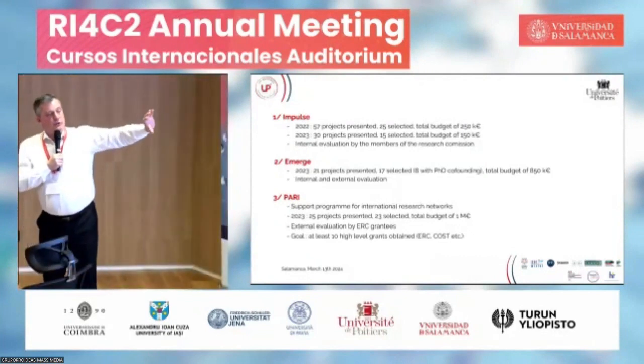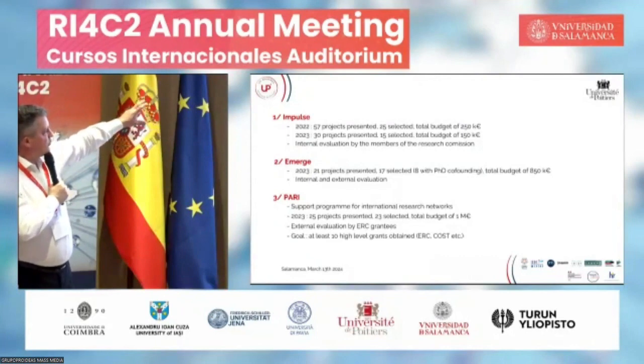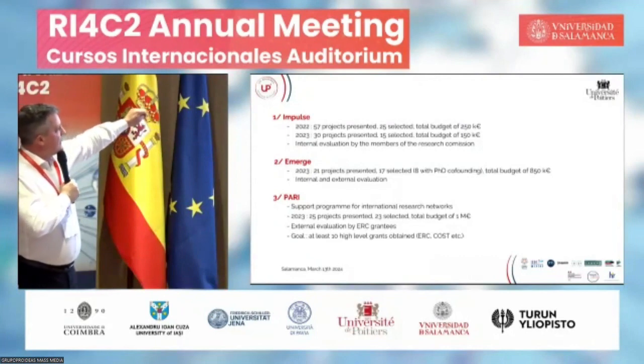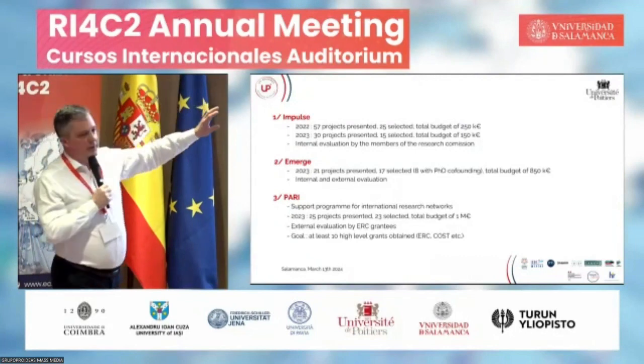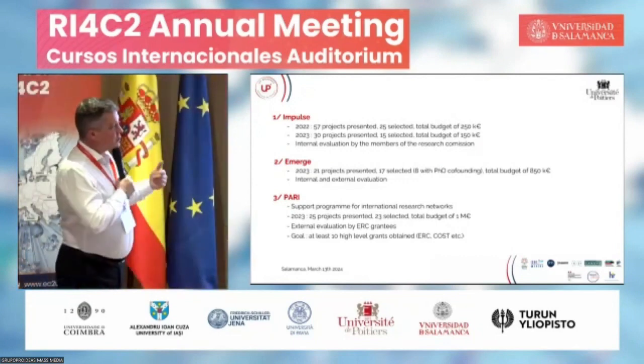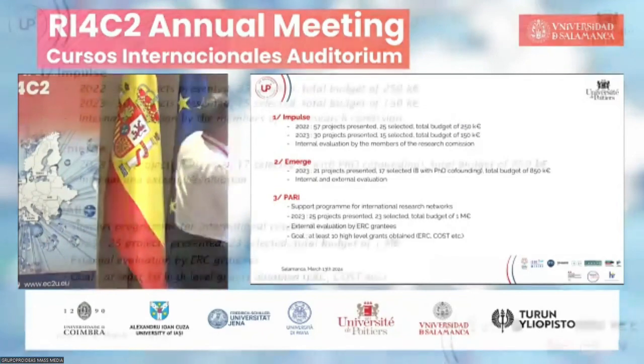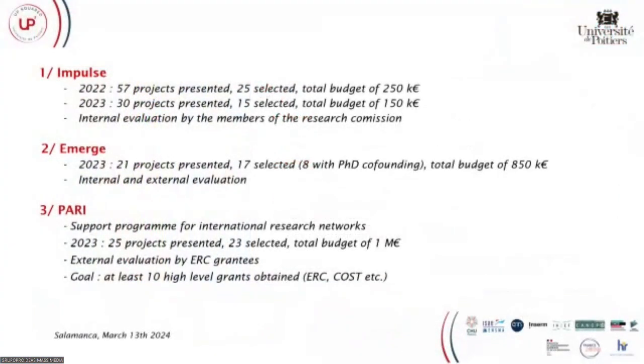And then we launched roughly at the same time the last level of support programs. 25 projects presented and 23 selected for a total of 1 million euros, which was actually additional funding by the French government. The aim of this is to have at least 10 projects going toward a high-level grant on the European level, ERC or COST program. So that's why the information of this morning on COST program is so interesting.